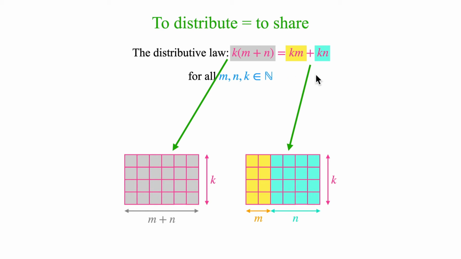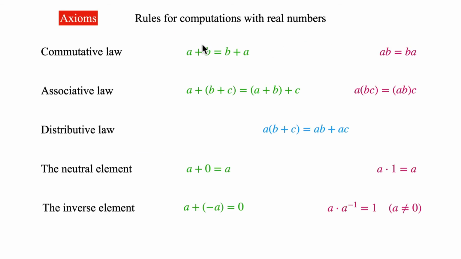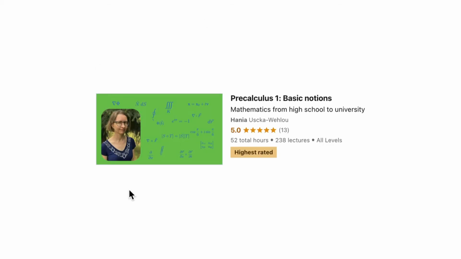So these are just illustrations, and later in your education you will discover that these rules do not need to be justified in any way, because they are axioms, and axioms are truths which are just accepted without any need for proofs. And more about it is discussed in this course, Pre-Calculus 1 Basic Notions. So if you are curious about this stuff, please have a look at this course.